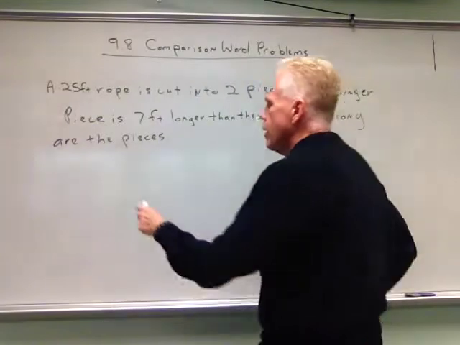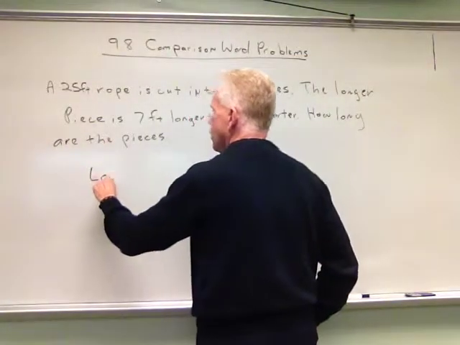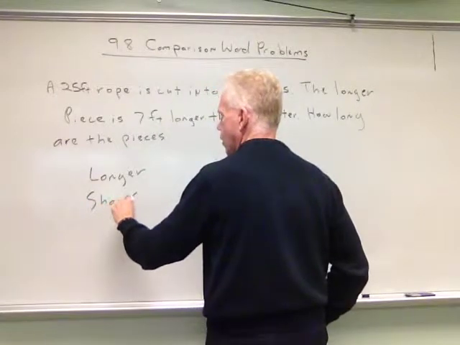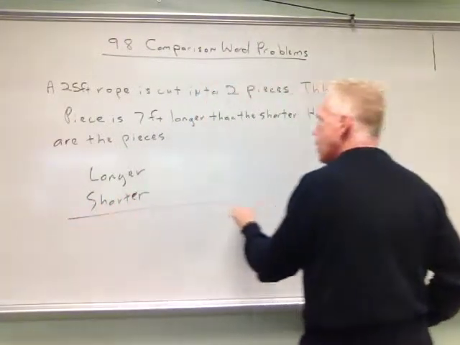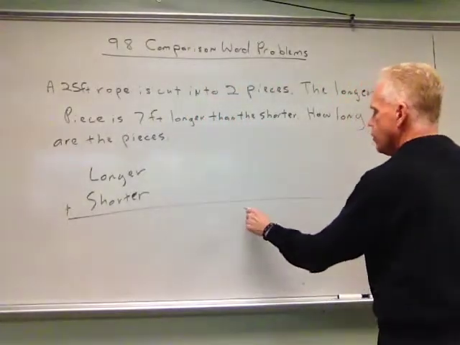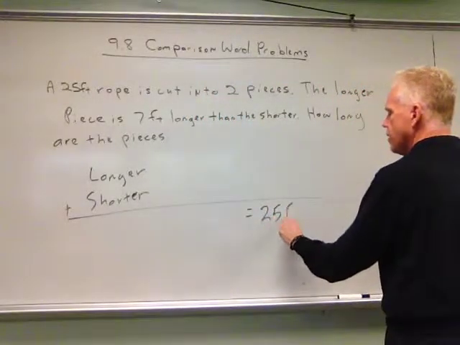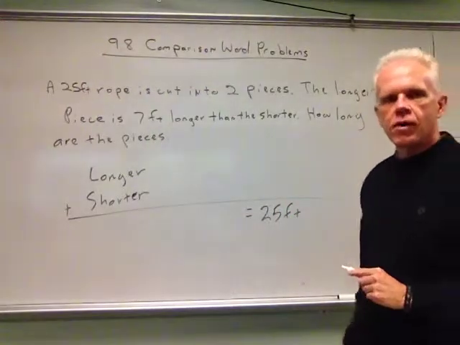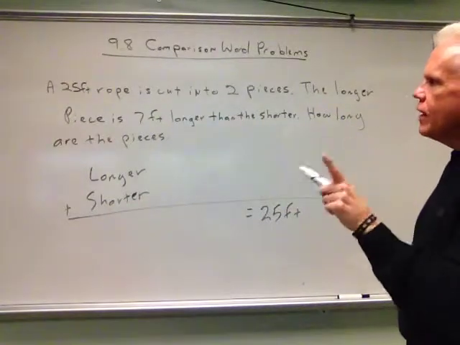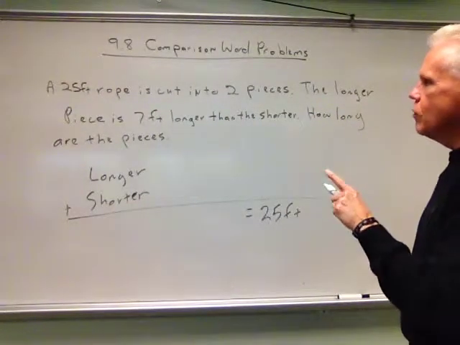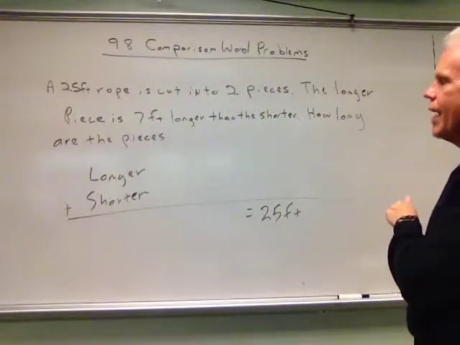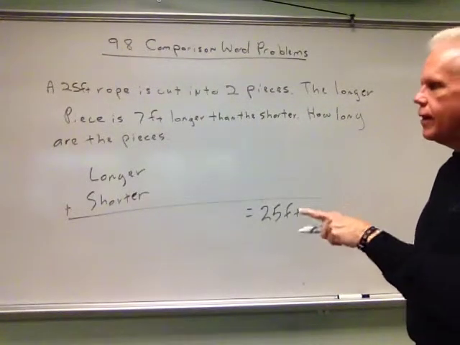Let's start this out by identifying that we have a longer and a shorter. And if you were to take the longer and the shorter and add those together, you would have 25 feet of rope. Now from there, let's take a look and say, I wonder which piece I know more about and which I know less about. Well, it says the longer is 7 foot longer than the shorter. I think I know more about the longer and less about the shorter.